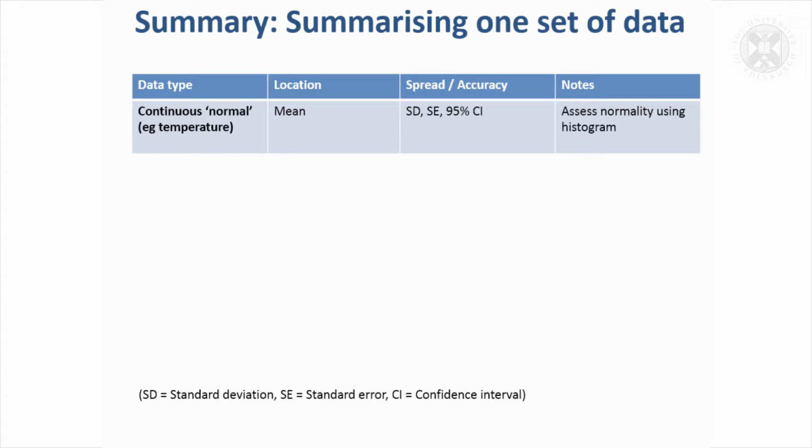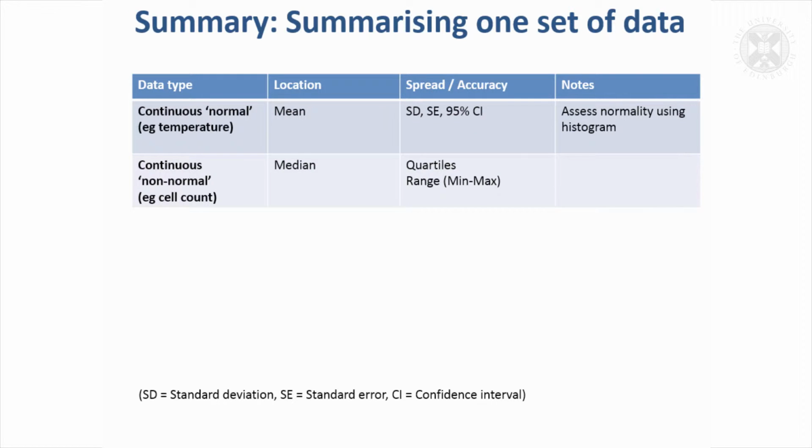So just to summarise the points I've made on summary statistics, for continuous data, if you think the data has a fairly symmetrical distribution, an example of that would be temperature, which is often fairly symmetrical, then you can measure location using the mean. To get the spread of individual values, we've got the standard deviation. The accuracy of a mean, which is related to the standard deviation, you could measure by the standard error or the 95% confidence interval, which is the interval within which 95% of the time you would expect the mean to lie.